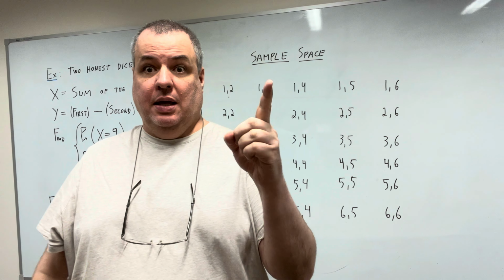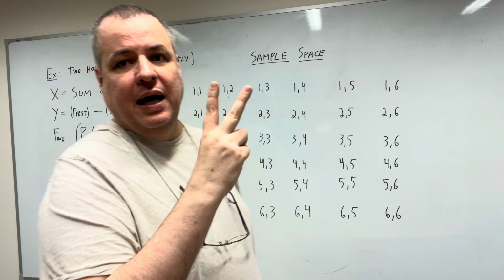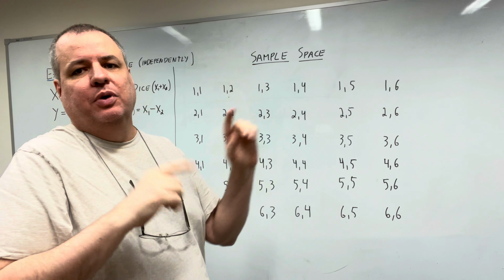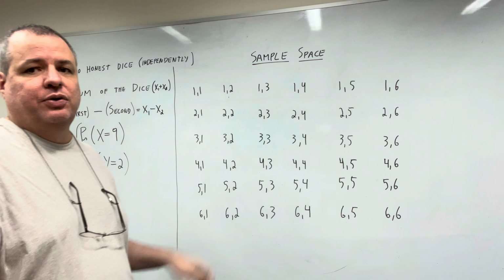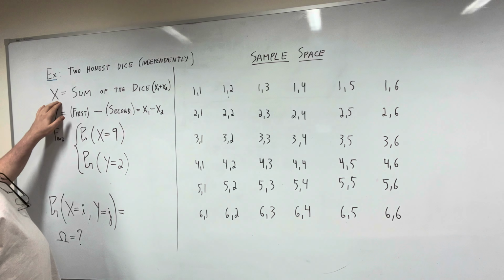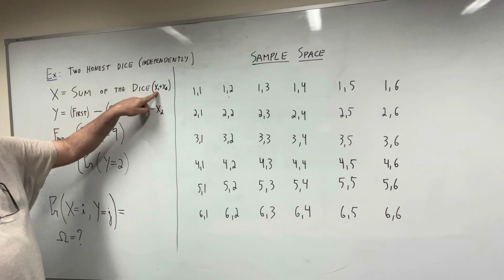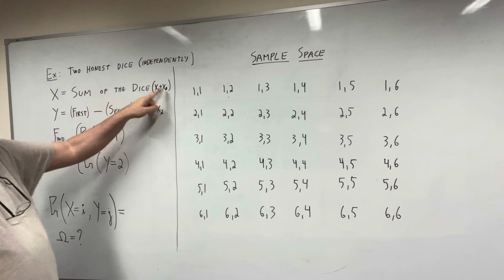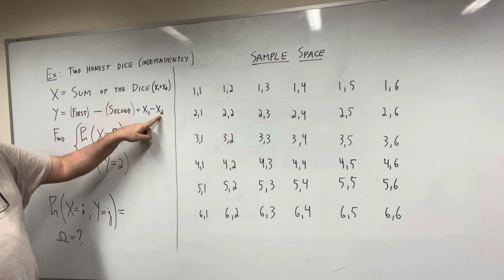Hello, exercise on probability. Now suppose you have two dice and you throw the dice independently. One result has nothing to do with the other, informally speaking. Imagine the outcomes are independent. X is the sum of the dice, so it's the result of the first die, x1, plus the result of the second, x2. Y is the first minus the second, so x1 minus x2.